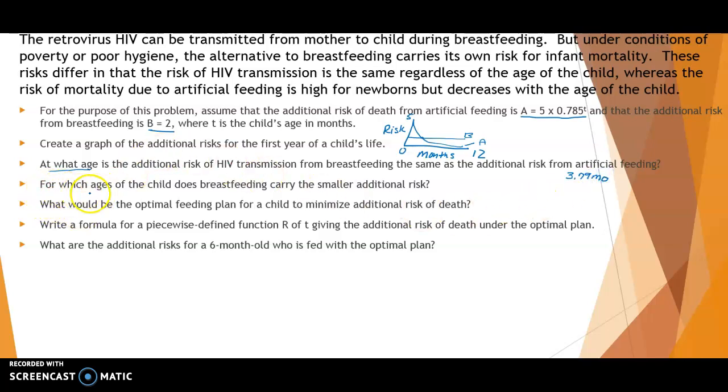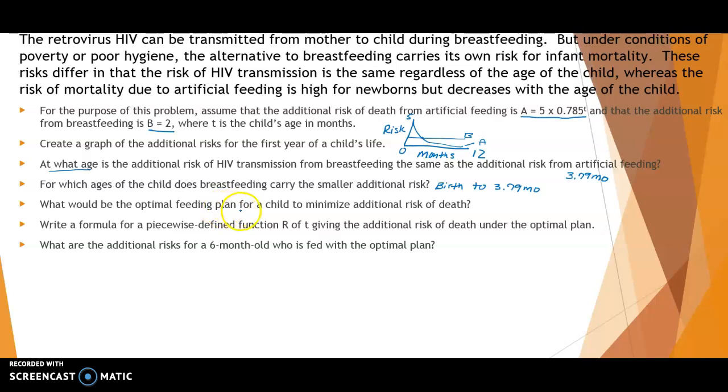So then it asks us, for which ages of the child does breastfeeding carry the smaller risk? So I have to look at which line is which. So here's breastfeeding straight across, and breastfeeding has a smaller risk here at the beginning because it is actually below the artificial feeding risk line. So the ages would be from birth up to 3.79 months. At 3.79 months, we saw that was this point where they met and they were the same.